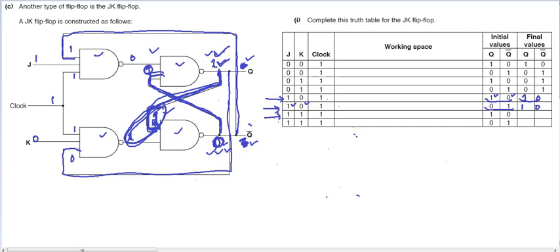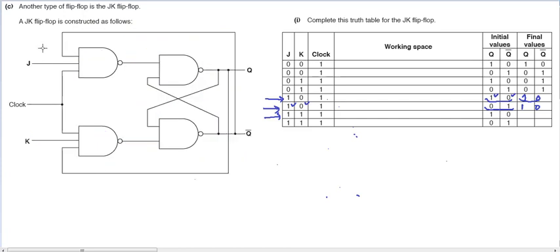Now we want to work out this third one, where J is 1, K is 1, and the clock is 1, which means this is 1 and this is 1. As far as the initial state is concerned, we have a 1 0: Q is 1 and Q bar is 0. Okay, let's try and work this out.